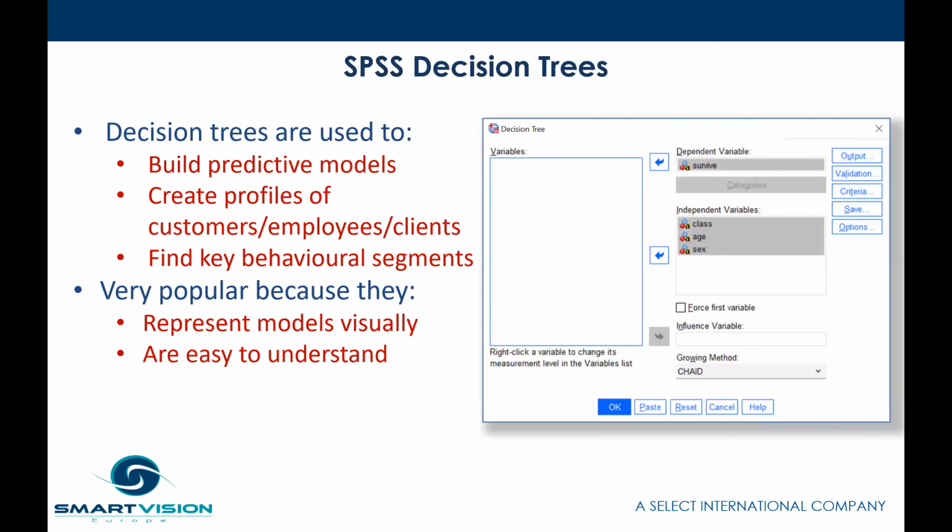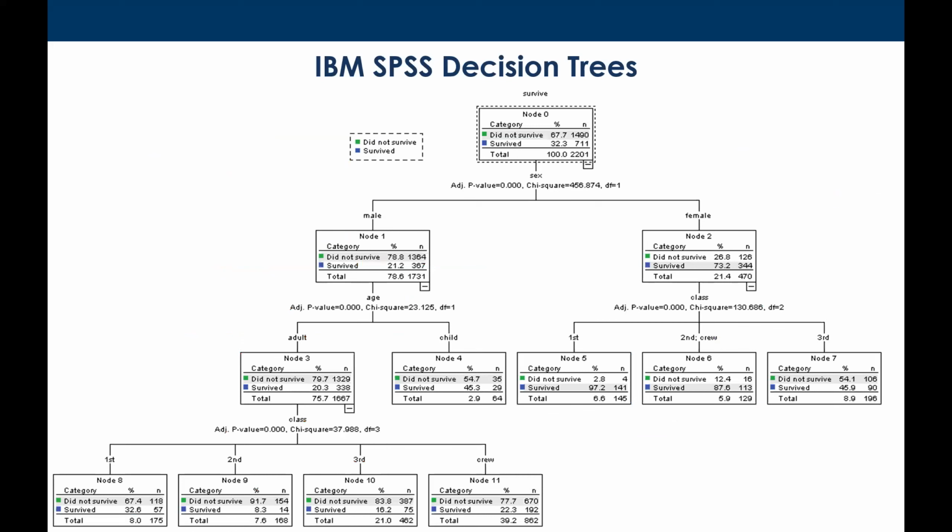It's unlocked by a license code, and decision trees is very popular because it's used to, for example, build predictive models, to create profiles of customers, employees, clients, students, or whoever your target group is that you're analyzing. It finds key behavioral segments within the data very visually. And because it's visual, it's very popular, and the models are relatively easy to understand compared to the statistical models you get from a lot of statistical packages like SPSS, which pump out lots of coefficients and technical values to you.